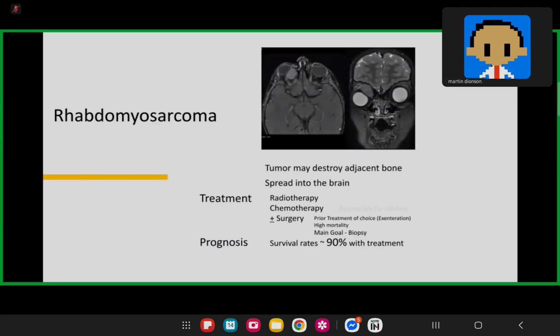As compared to radiotherapy, chemotherapy is more appropriate for children because radiotherapy produces more complications.